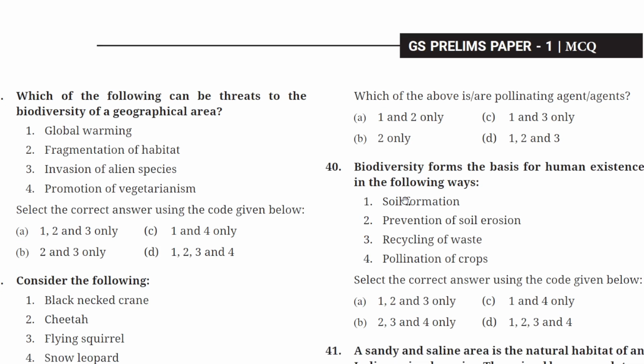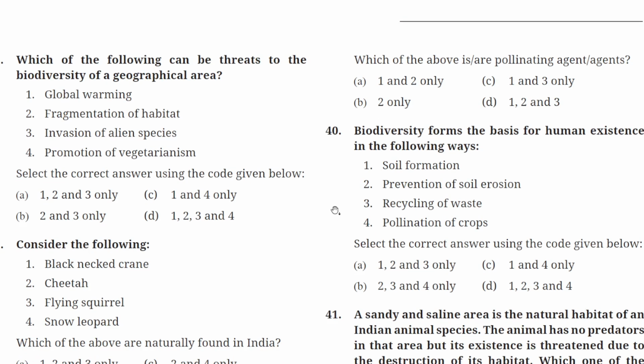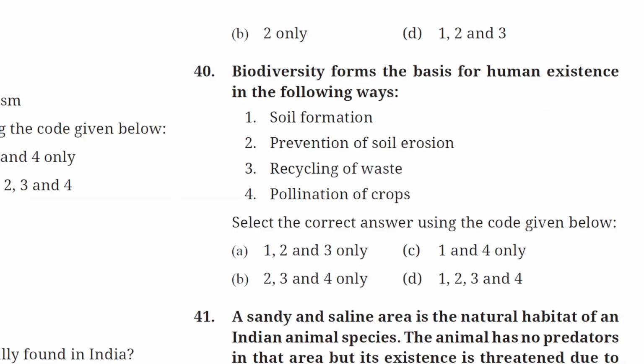D. Biodiversity forms the basis for human existence in the following ways. Soil formation, prevention of soil erosion, recycling of waste, the pollination of the crops. So basically, it is asking about the biodiversity. Answer is D, 1, 2, 3, and 4. So the answer for the question number 40 on the topic of biodiversity is D, all of the above, that is 1, 2, 3, and 4.